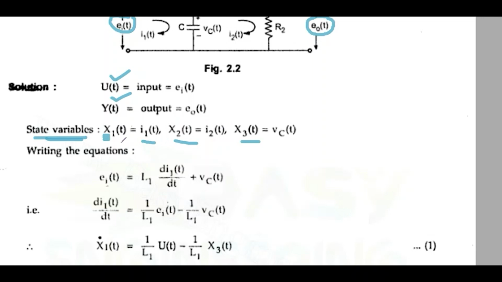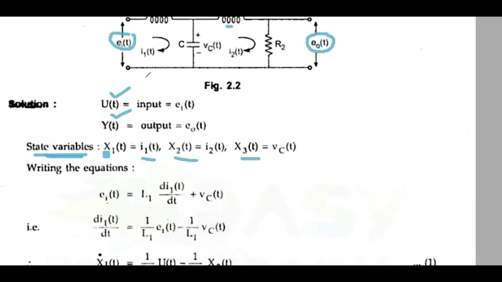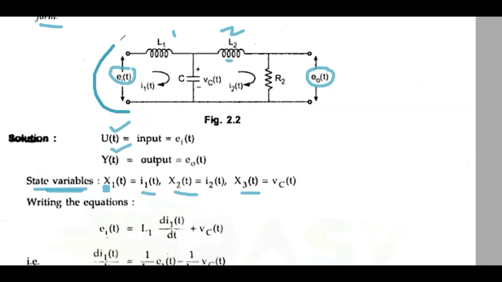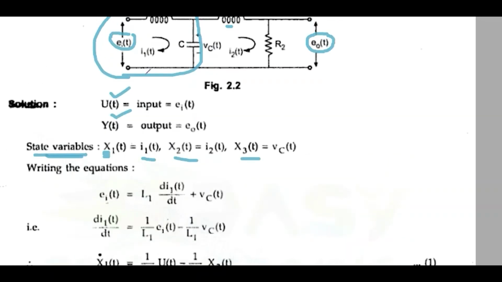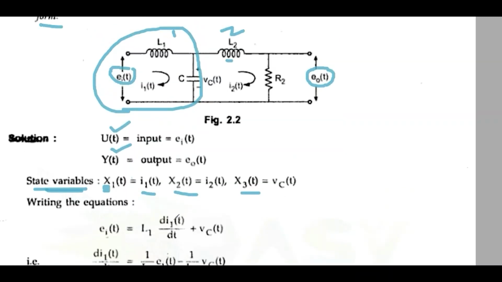To find x1 dot, x2 dot and x3 dot, first of all I am taking loop 1. I am taking this loop alone and I am writing KVL. Therefore, input voltage is equal to the sum of the voltage drops, that is L1 into dI1 divided by dt plus the voltage across the capacitor, that is Vc.